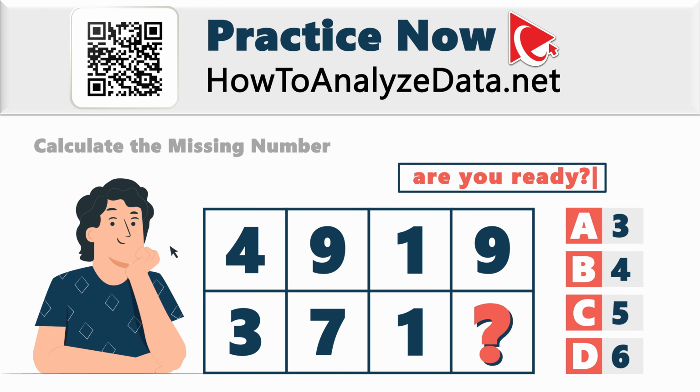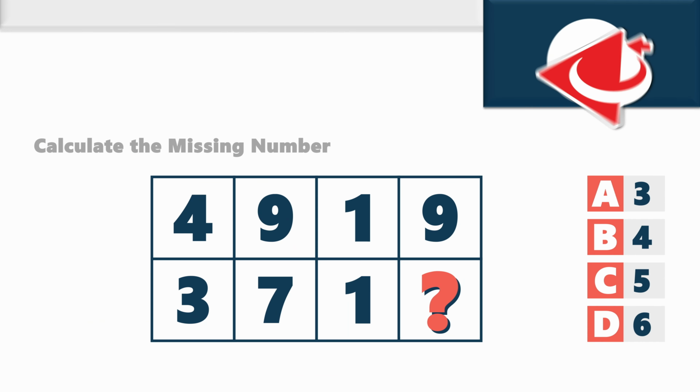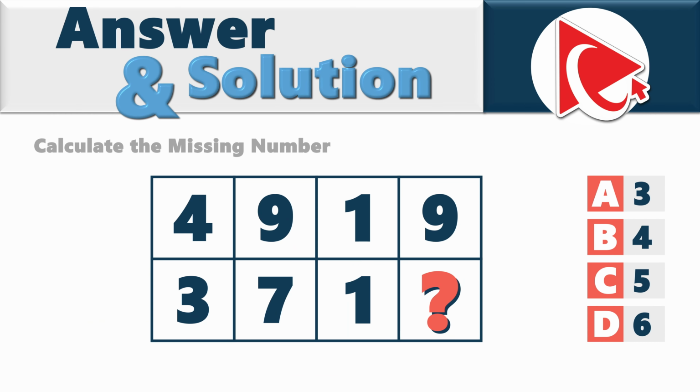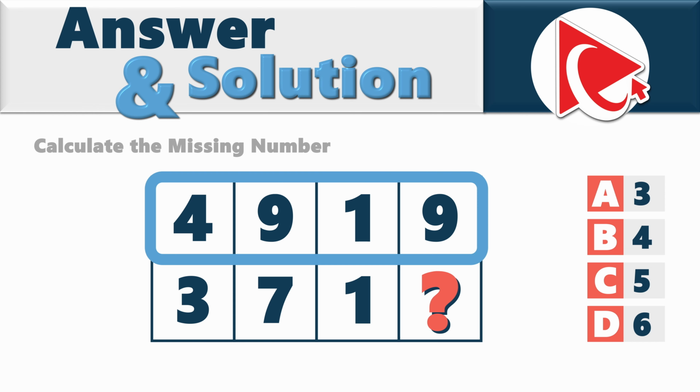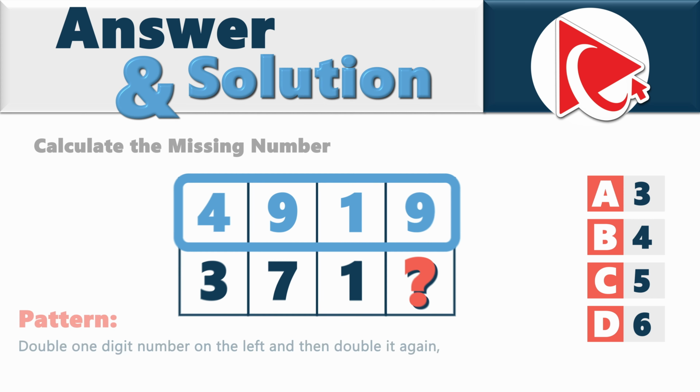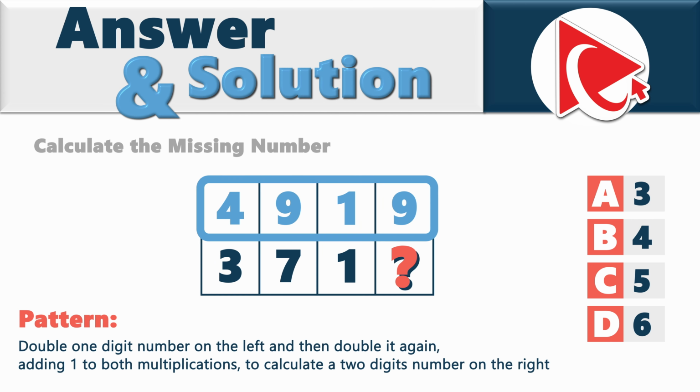Are you ready to show your answer? The pattern here is tricky, but not unsolvable. Let's look at the first row. It has numbers 4, 9, 1, and 9. We need to double the one-digit number on the left, adding 1, and then double it again, adding 1 to both multiplications to calculate the two-digit number on the right.